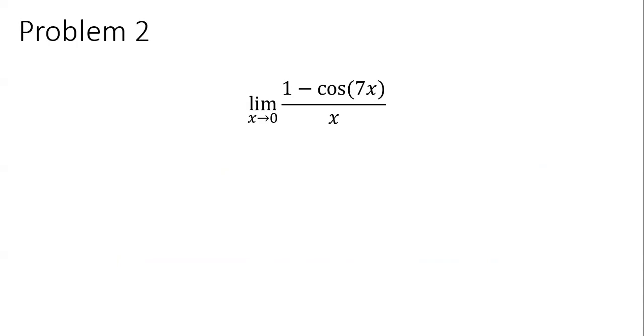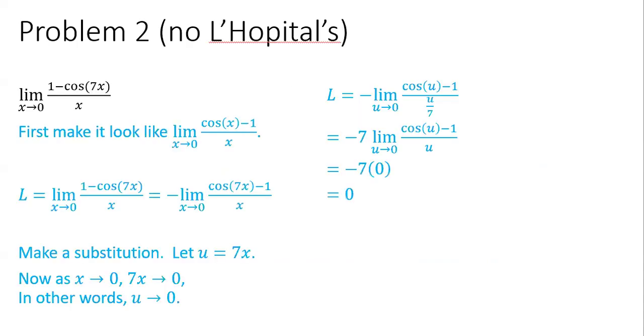Okay, so we can use L'Hopital's rule if you know it. And it's actually quite easy with L'Hopital's rule, but let's assume we don't know it. Okay, this is how we solve it. We want to make this look like the special trig limit: the limit of cosine x minus 1 over x as x approaches 0 is equal to 0. That's the special trig limit you have to remember. The other one is sine x over x; the limit as x approaches 0 for that is 1. So we want to make this look like this. How do we do that?